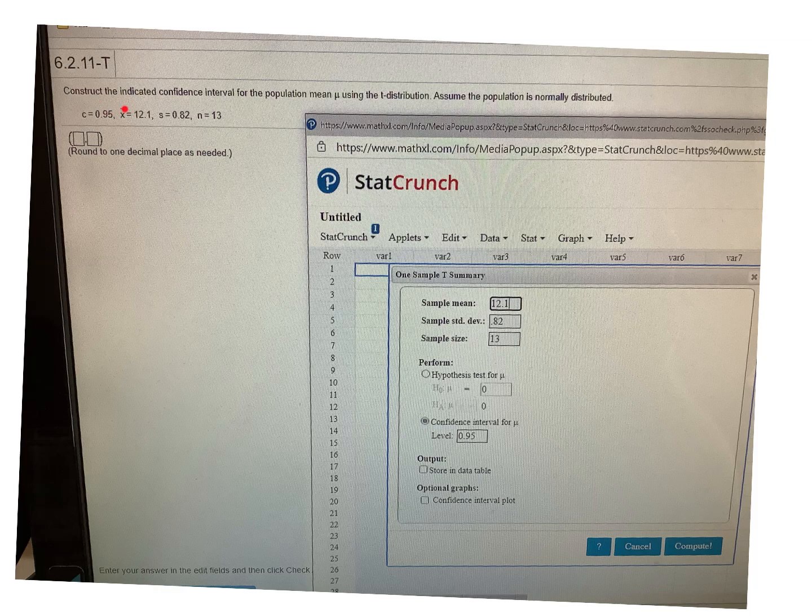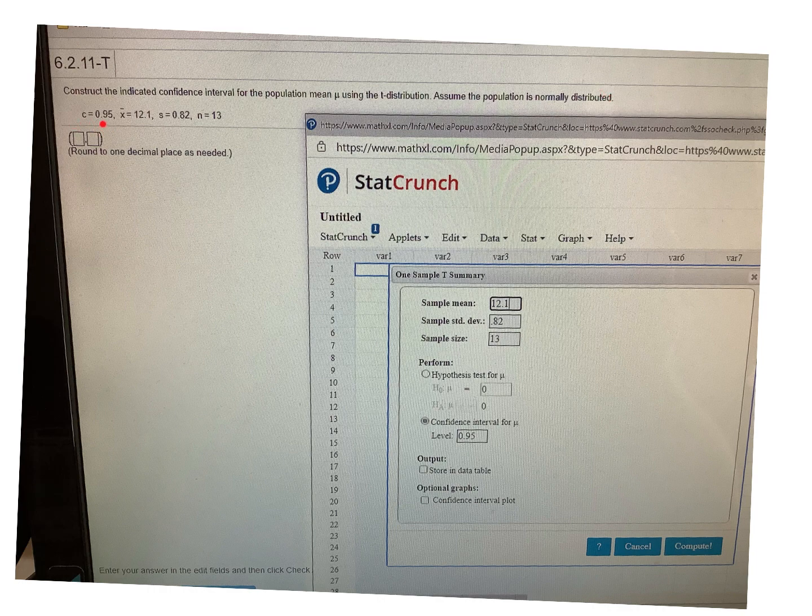You want us to construct Chapter 6, Section 2, construct the indicated confidence interval for the population mean mu with the t-distribution. I guess the population standard deviation is not known, which is why we're doing this. Assume the population is normally distributed.